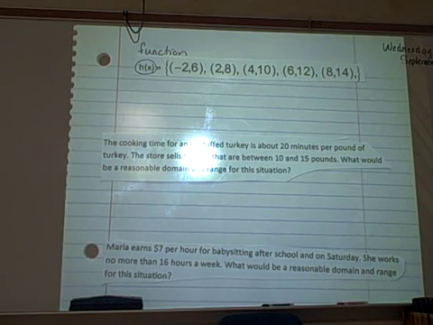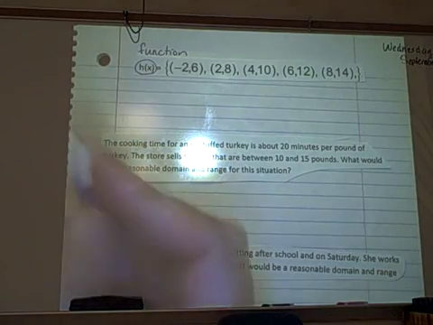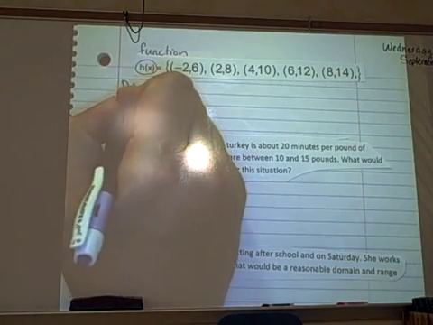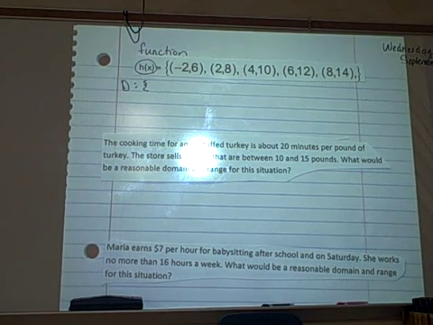This one doesn't have a function rule though. This one looks like the ones we did last time, that just have a whole bunch of points, right? So they will ask you questions on these like write the domain. So if I was going to write the domain on this one, what would the domain be? What numbers does the domain go with?